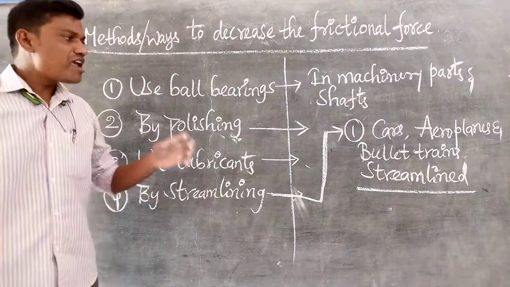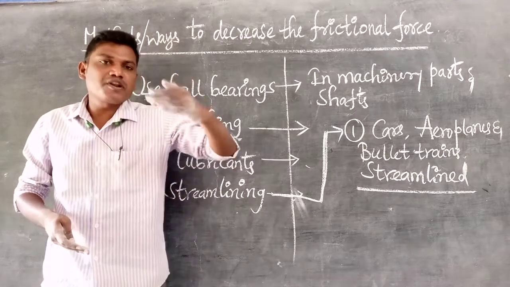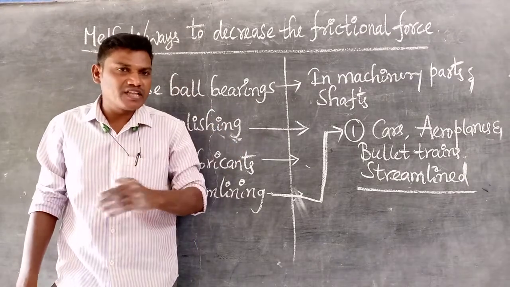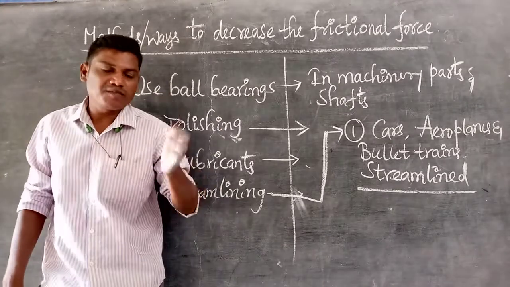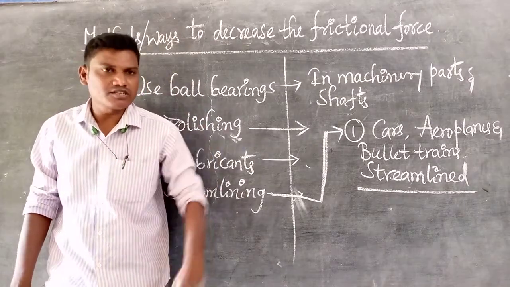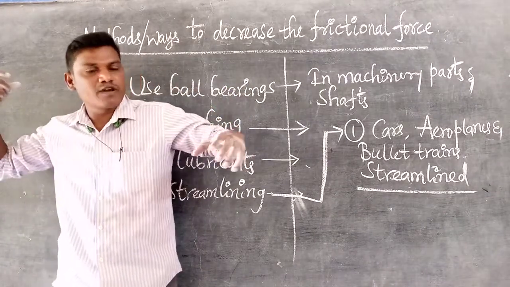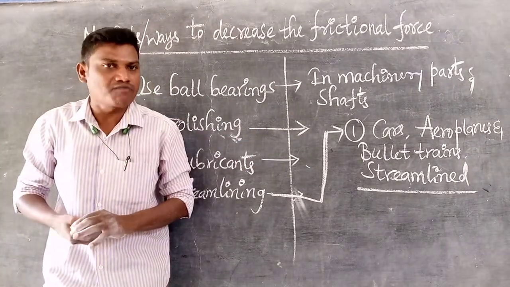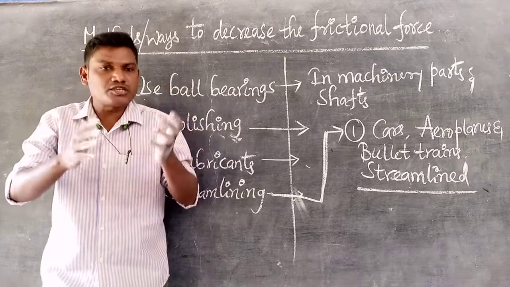Streamlined. So why are the shapes specially designed? You know that the speed of a sports car is 300 to 350 kilometers per hour. The bullet train, nowadays, is 350 to 500 kilometers per hour. And aeroplanes, the minimum is 600 kilometers per hour and the maximum is 1200 kilometers per hour. How can they travel at that much speed? You know that when an object is moving in the air, air frictional force is acting on the body in the opposite direction of its motion.